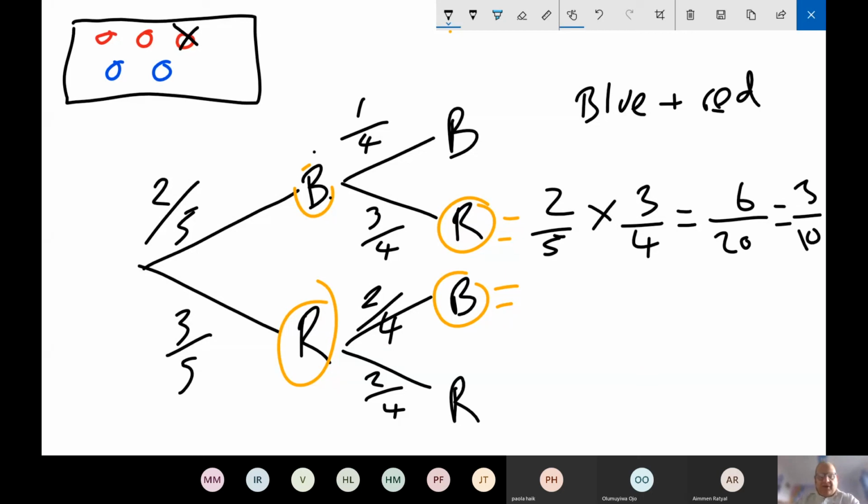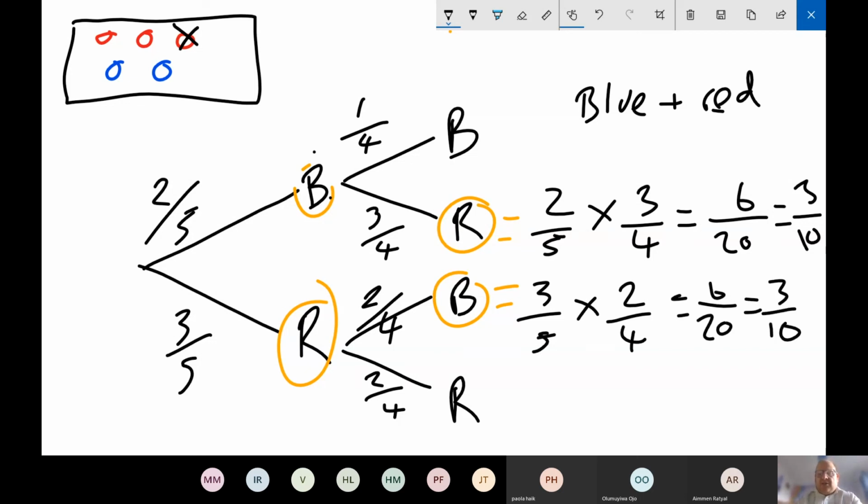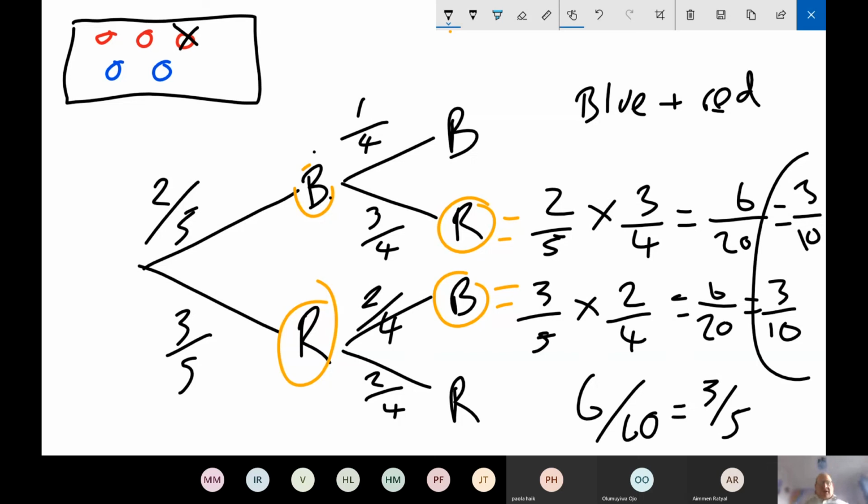It will let me fit it on the screen. And if we look here, coincidentally, just because of the numbers we've got here, 3/5 times 2/4, or a half, is actually the same calculation. 2 times 3 is 6. 5 times 4 is 20. So again, that's 3/10. So the chance of a blue then a red is 3/10. The chance of a red then a blue is 3/10. So if we add those both together, we will get 6/10, which again we can reduce down to 3/5. Jumped a couple of stages there, but the diagram has allowed me to do that.